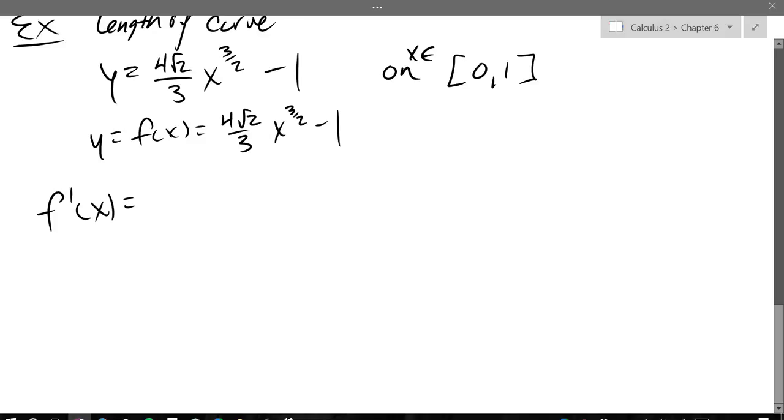So get f prime of x, which should be sort of nice, and then set up your arc length integral. There's really not very much going on in this problem. You can definitely set it up and find the antiderivative. So I'll give you 2 minutes to do that. Not sure where to start? Find the derivative.